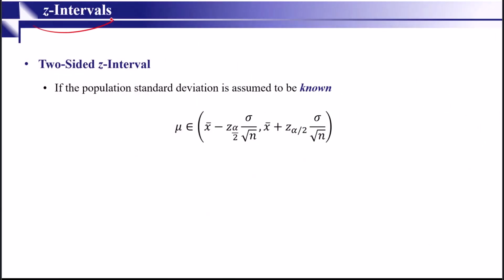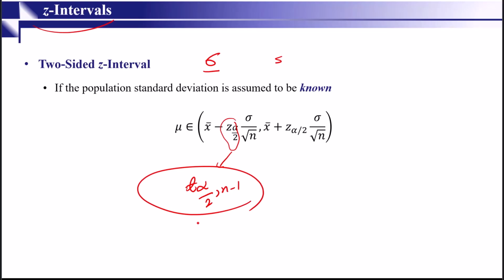Now we come to z intervals. When the population standard deviation sigma is known and we use this sigma in the confidence interval instead of the sample standard deviation s, then the standard normal critical point z alpha divided by 2 is used instead of t alpha divided by 2 with n minus 1. Since we know sigma, we don't need to use the sample standard deviation anymore. So we have sigma instead of s, and instead of t alpha divided by 2, n minus 1 we use z alpha divided by 2.